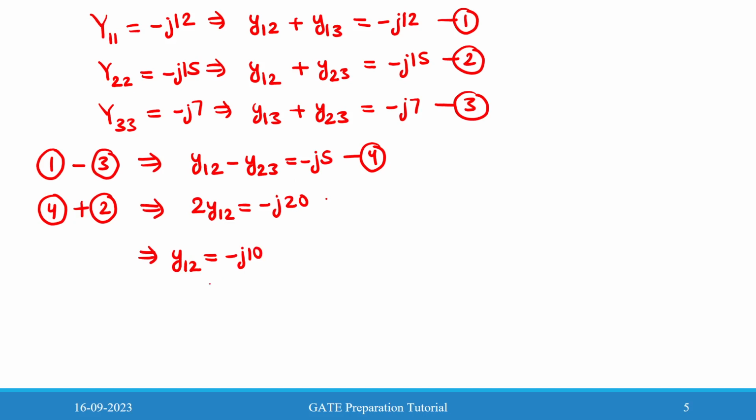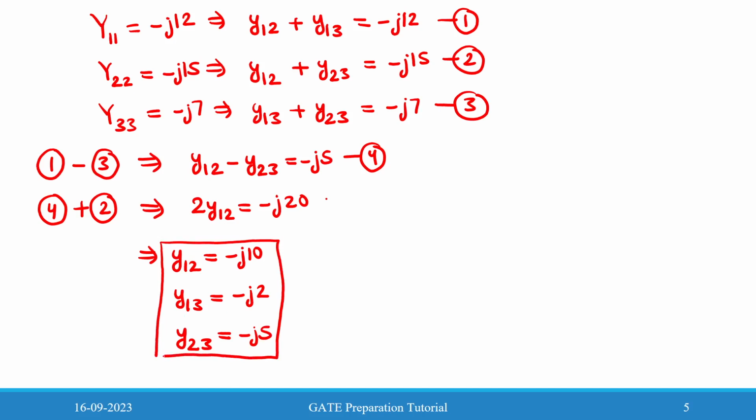And we put this value in the first equation, then we will get y13 as minus j2 and y23 as minus j5. These are the reactance value we got. Sorry, these are the admittance values we got.